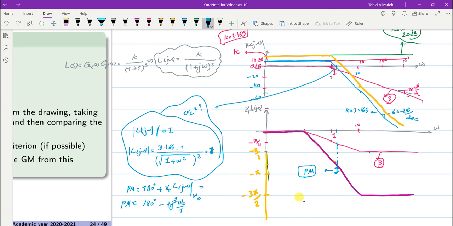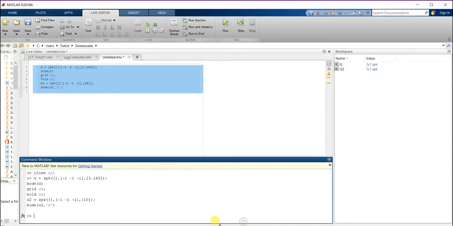When we make the k equal to 10 or 20 decibel, as you can see here, the omega c, the crossover frequency for gain will increase, and eventually the phase margin will become negative. And once this happens, the closed loop system will become unstable. Now let's see what we get in Matlab.